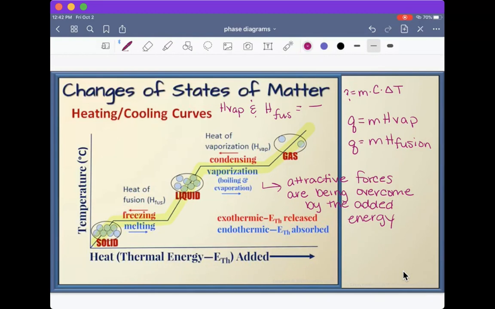So what you need to be able to do when you're looking at these graphs is you need to understand what is occurring at each section of the graph, and you need to be able to explain what is going on at those points.